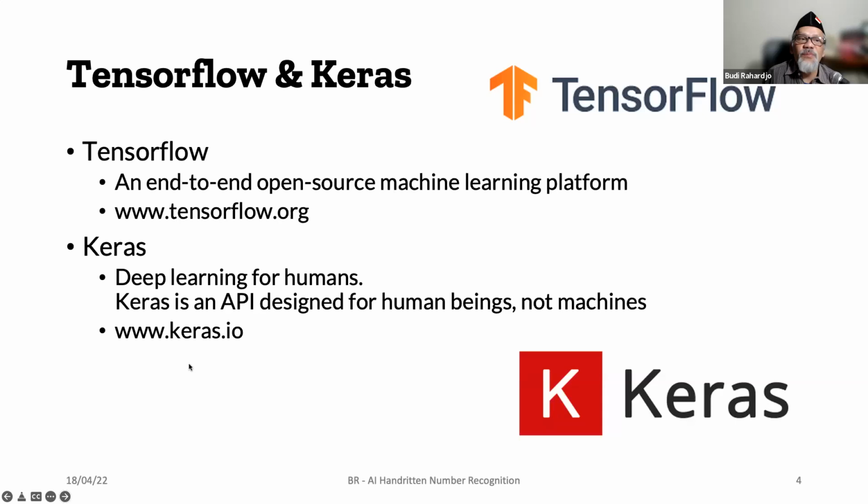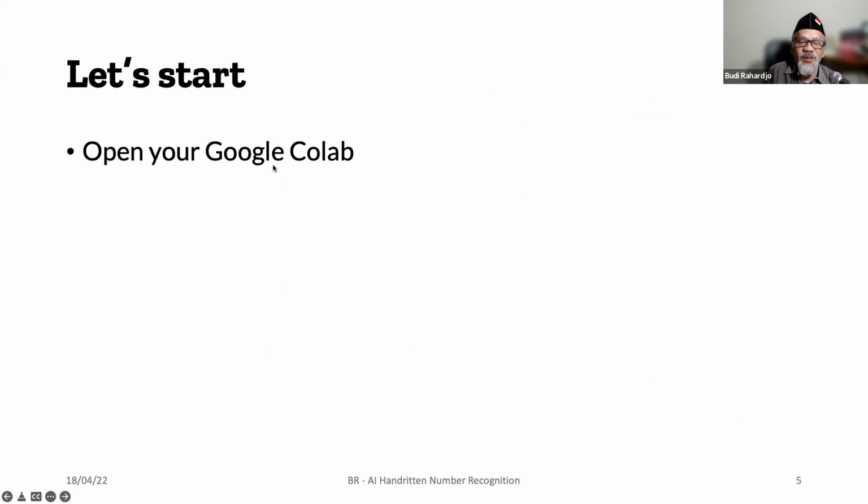Deep learning for humans. Basically, Keras is an API. API is an application programmer interface designed for human beings, not machines. So we'll see. We are going to use these two libraries in our example to recognize digits. Okay, this is what we are going to use. Now let's open our Google Colab as you saw.